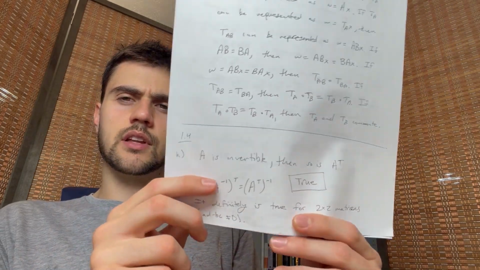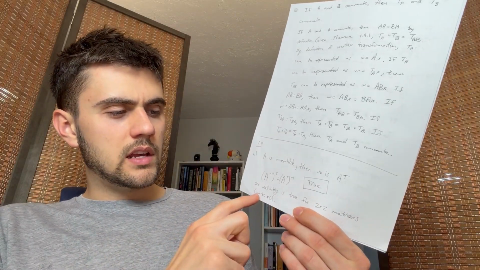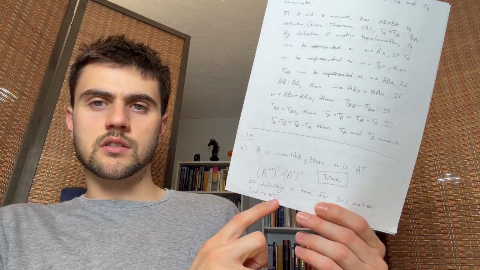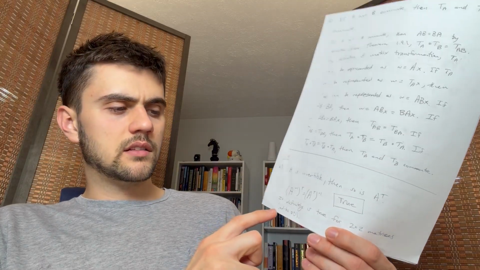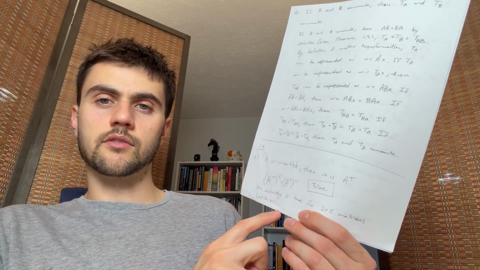So I think that's true, and you can just think about a 2 by 2 matrix and know that AD minus BC cannot be equal to 0 for it to be invertible, and the transpose does not change the value of A or D or B or C.